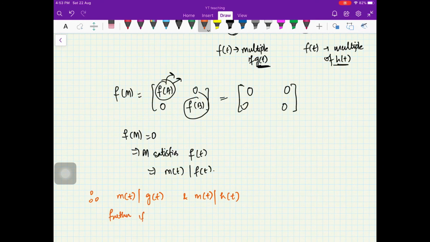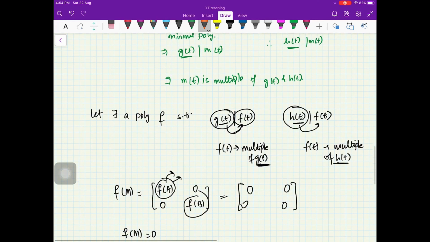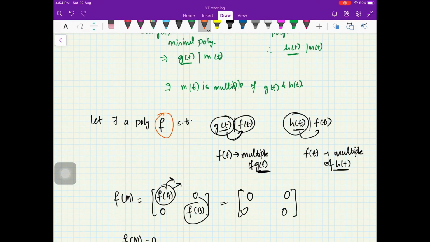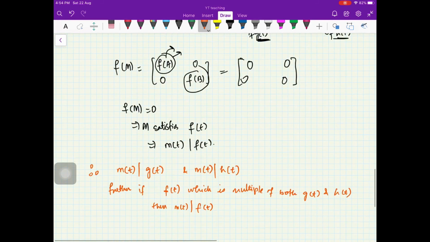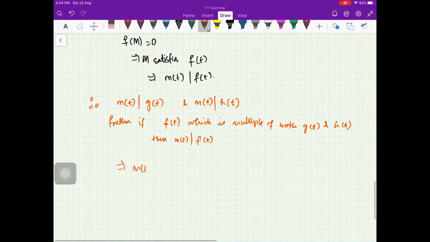Further, if you have FT which is a multiple of both GT and HT, then MT divides that FT also, right? You see here you took FT such that GT divides FT and HT divides FT. Therefore MT is the least common multiple of GT and HT, right?